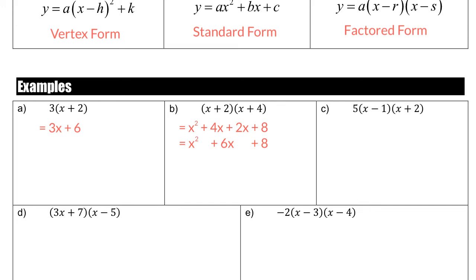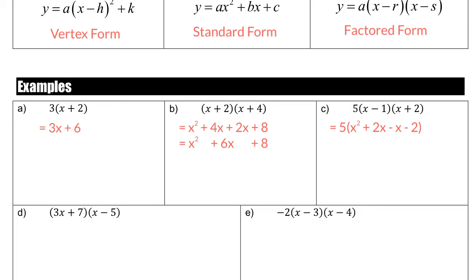So I'm going to do the same thing as I did before. I'll do x times x, which is x squared. I'll do x times 2, which is 2x. I'll do negative 1 times x, which is negative x. And then I'll do negative 1 times 2 to get negative 2. But I still have that 5 out front, so don't forget to keep it in there.